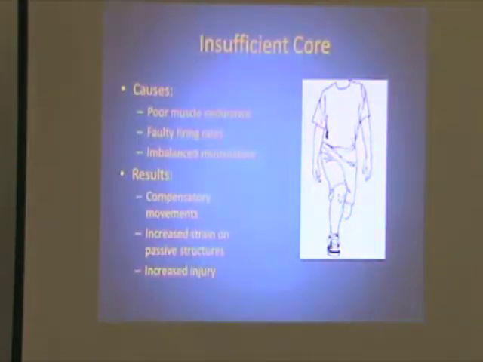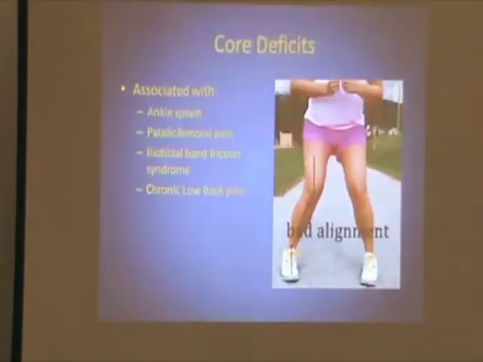It's not very pretty, and your physical therapist probably picked on you for it. Causes of this are that you have poor muscle endurance. You just don't have the endurance to hold a good position. You're not firing properly, so the central nervous system isn't telling the muscles when to contract and how well. Or you have imbalanced muscles, so one is just working better than another. This results in compensatory motions. It's going to increase strain to your passive structures, and then you're more likely to have an injury.